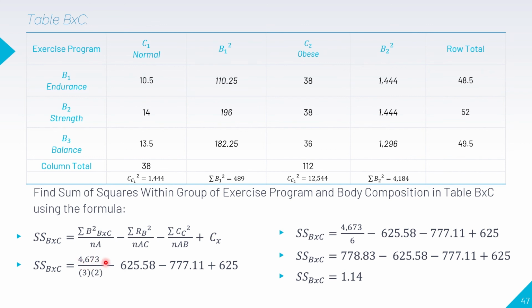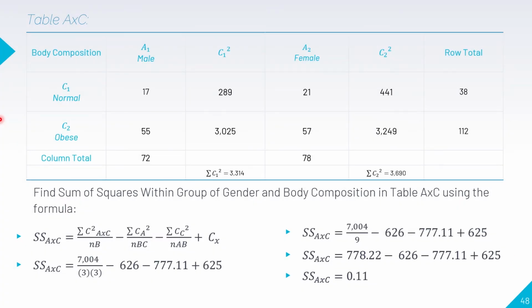Now we have the answer, 4,673 over 3 times 2. N is 3, our A is 2, equals 6. So 4,673 over 6, we have now 778.83 minus the value of this one plus the value of CX. The value of this one we already completed earlier. So SS B by C is now equal to 1.14.